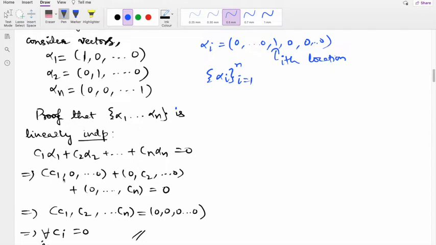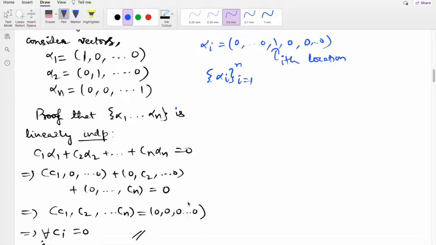Now I do the vector addition of these. As you can see, the ith coordinate will be non-zero only for the Ci alpha i product. Therefore I get Ci there. So here I get C1, C2 and so on up to Cn, and this has to be equal to the zero vector. The zero vector is basically the tuple of n zeros. So these two have to be equal.